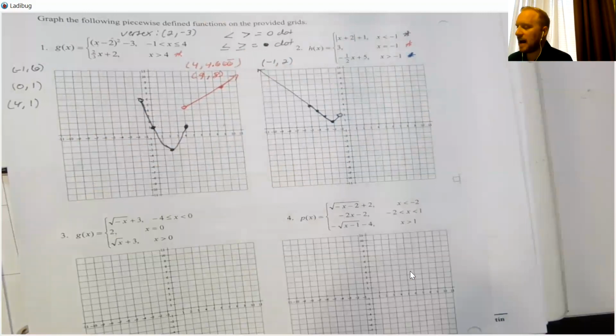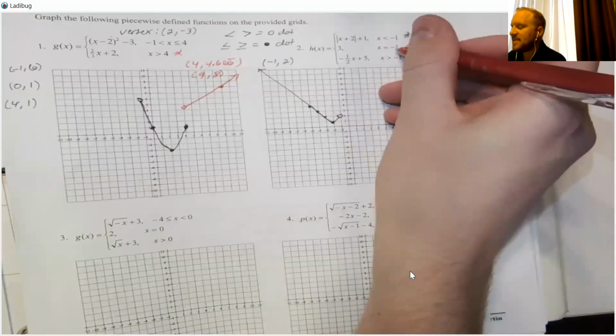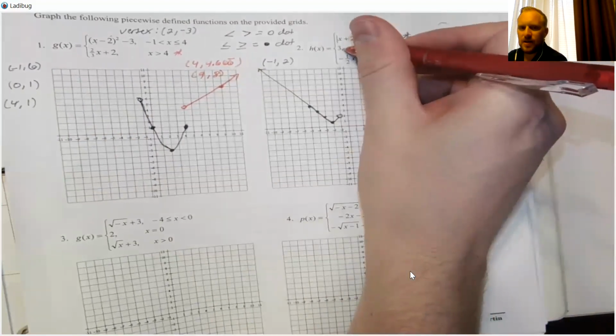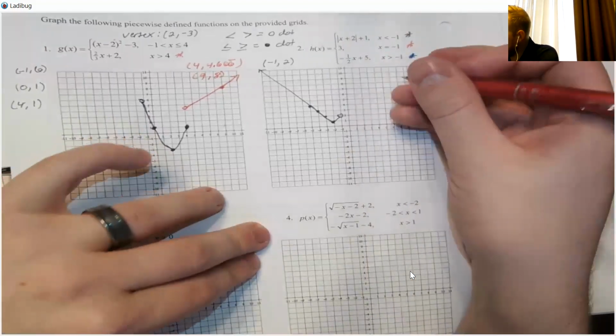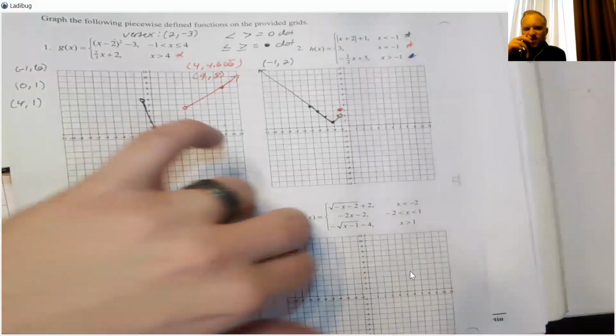Okay, so we're done with that part. Now we have this 3. So what it's saying is when x is negative 1, the y value is 3. So we just put a dot there. Okay.